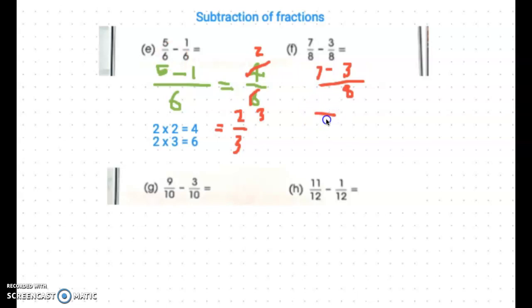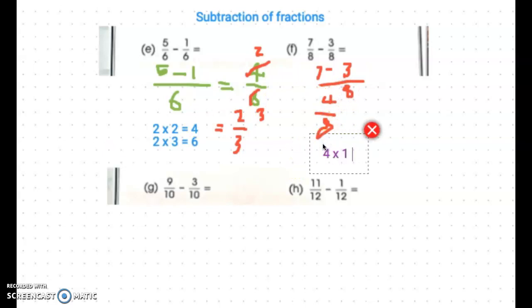So 8 and then 4. Now look, is 8 a multiple of 4? Yeah, 4 times 1 is 4, 4 times 2 is 8. Yes. So it's much easier in that case. So we will cut 4. Sorry for that. That's okay. Never mind. I will just show you.